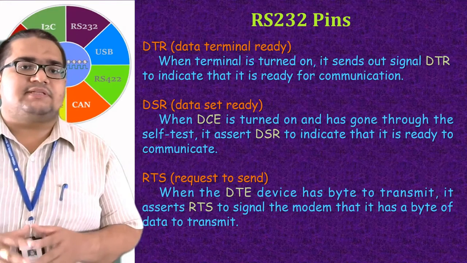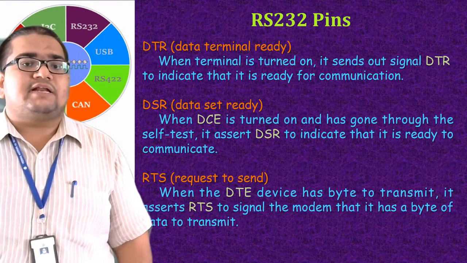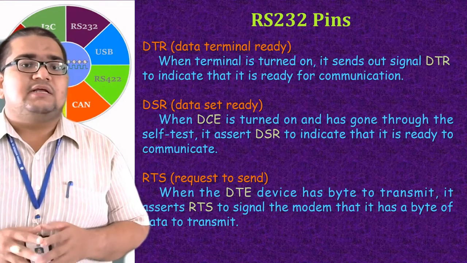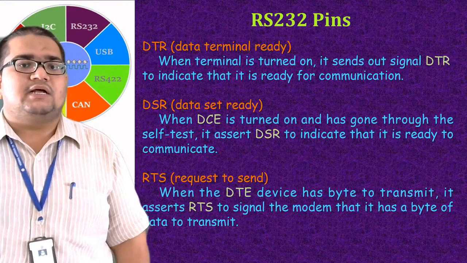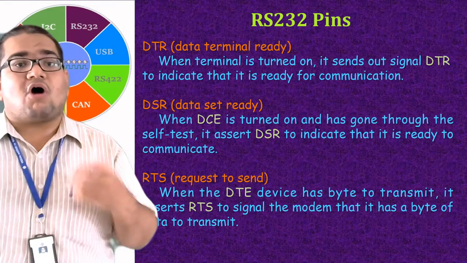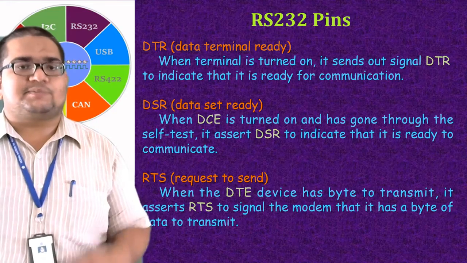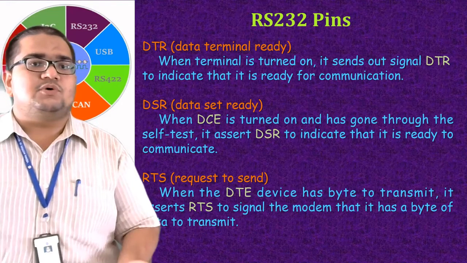Next, we have RTS, request to send. Whenever the DTE device has a byte to transmit and is ready to transmit it, it will send a request to send to the data communication device, or to the other side data terminal equipment on the receiving side, whoever it is. So the transmitter will tell that it wants to send the data.